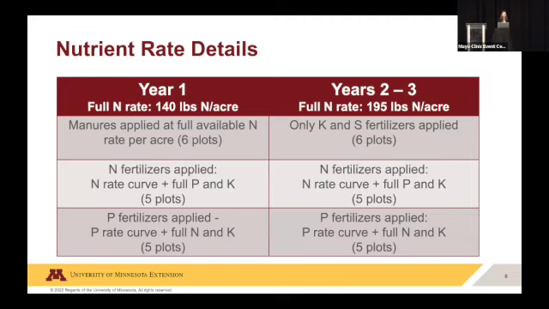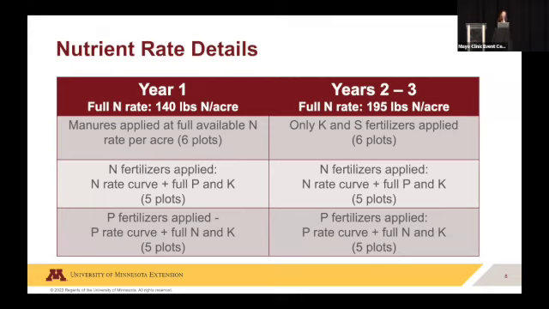This just gives you a summary of what we did in year 1 and then years 2 and 3. The full nitrogen rate was considered to be 140 pounds of nitrogen per acre in that first year because we followed soybeans. Manures were applied at a full rate. Our nitrogen fertilizers were applied. We also applied full P, full K, and full sulfur on those plots. For our phosphorus plots, we had phosphorus rates changed, but full nitrogen, full potassium, and full sulfur were applied to make sure that only phosphorus was potentially limiting in those plots.